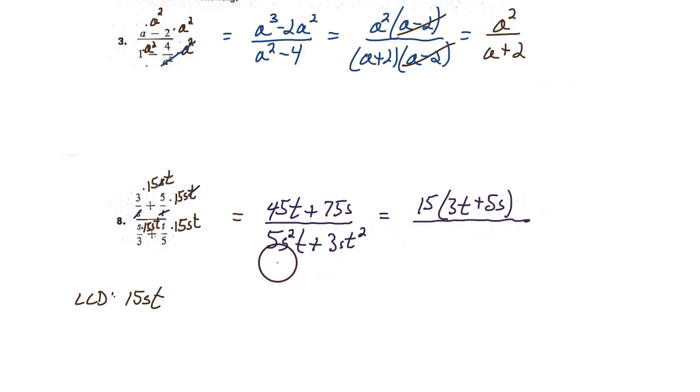In the bottom, we can divide an s into both and a t into both. So factor out st. We're left with 5s plus 3t. When you try to look for reducing, notice how this right here matches this right here. So they cancel away. The final answer is 15 over st.